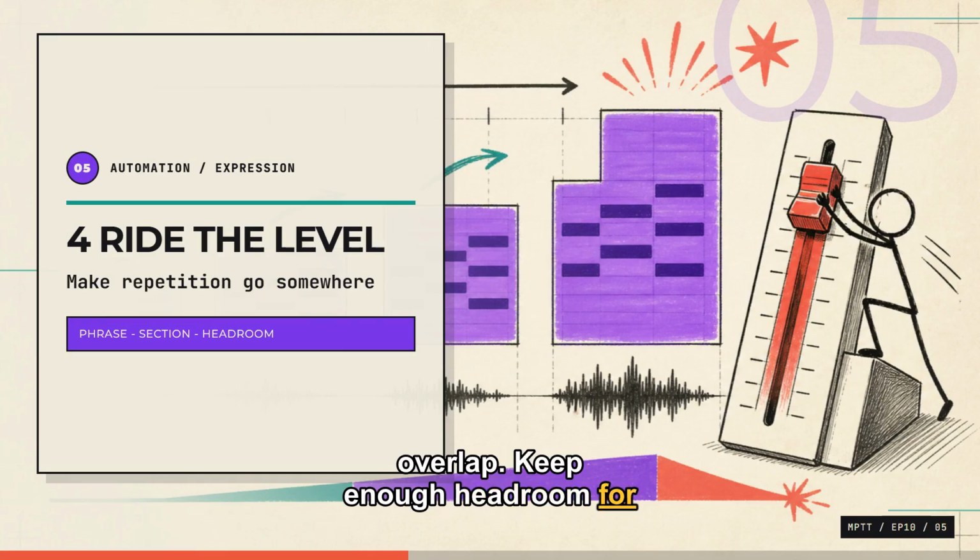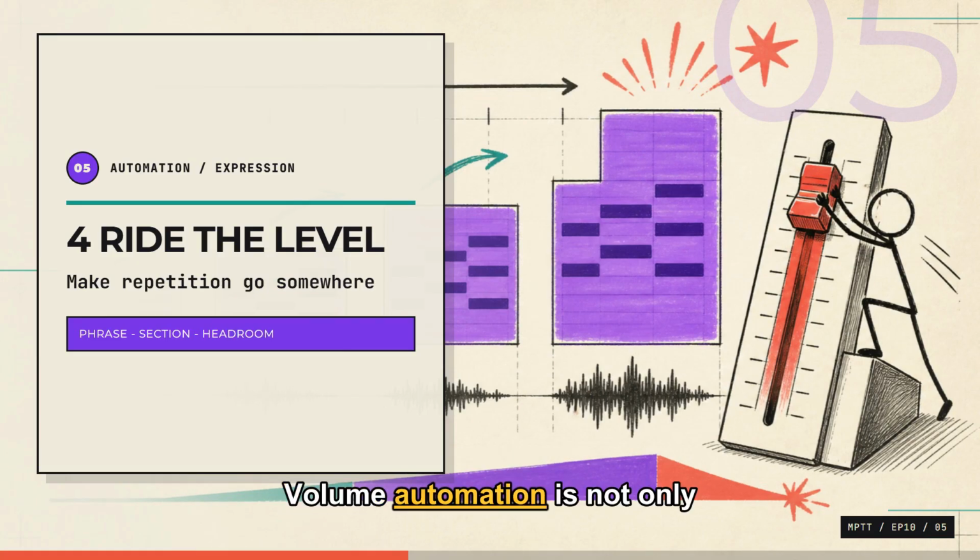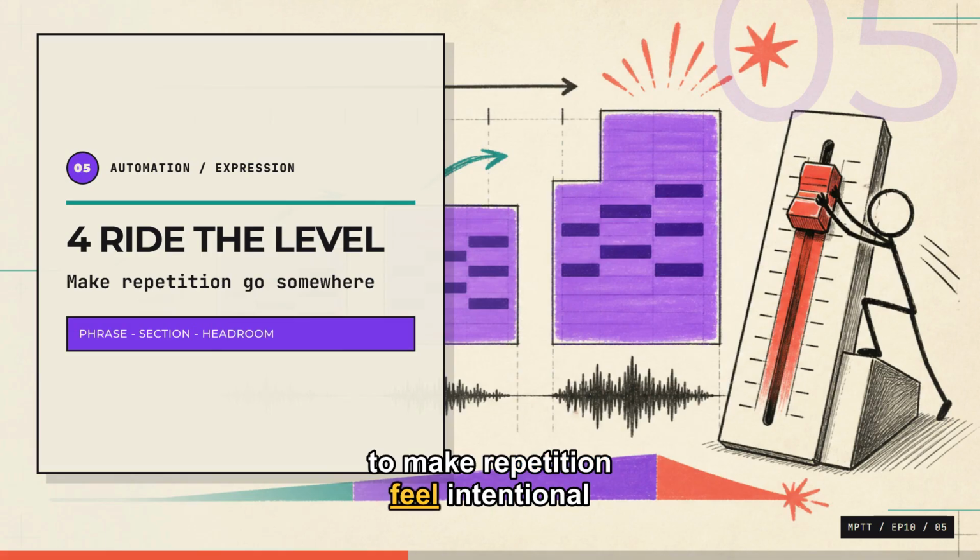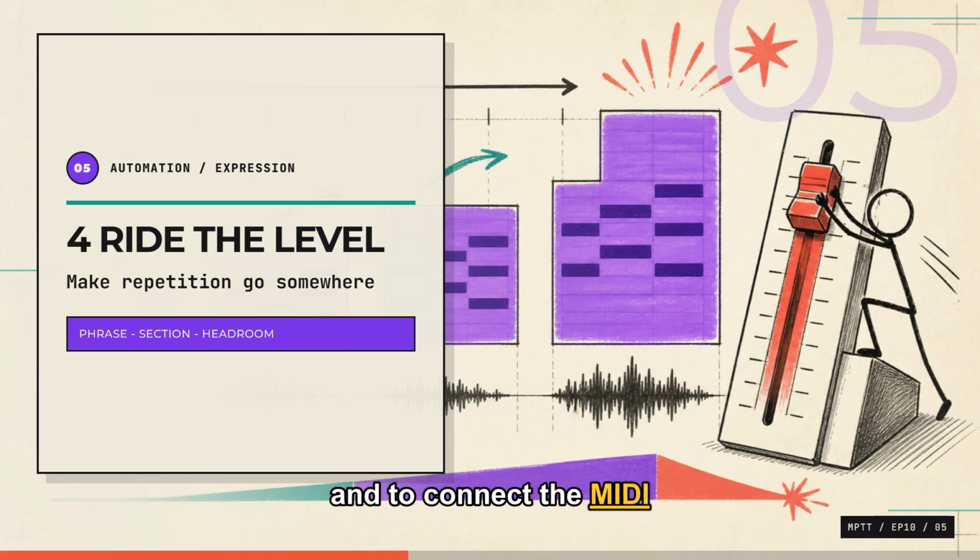Keep enough headroom for the mix and compare at a sensible listening level. Volume automation is not only correction, it is a way to make repetition feel intentional and to connect the MIDI part to the energy of the arrangement.